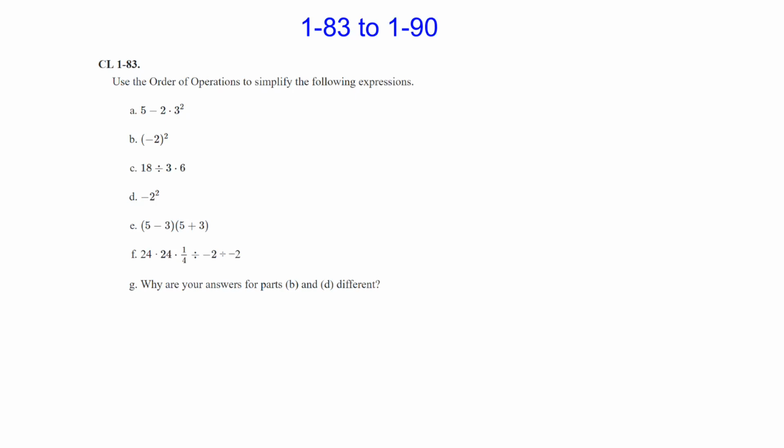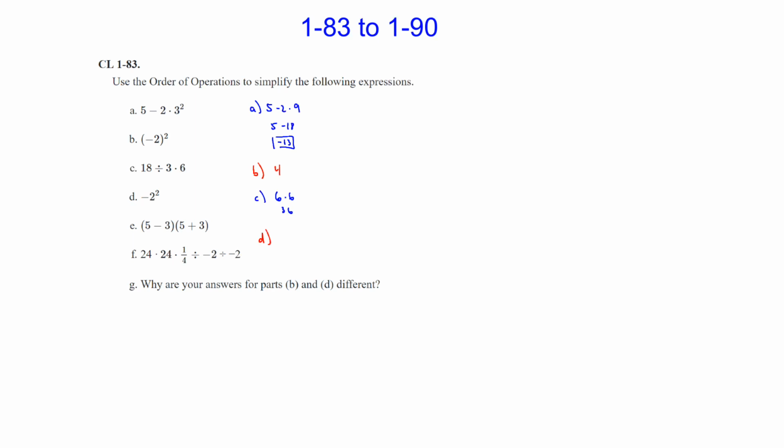Use the order of operations to simplify each expression. In part A, we have 5 minus 2 times 3 squared, which is 9. 5 minus 2 times 9 is 18. 5 minus 18 is negative 13. On B, negative 2 times negative 2 is 4. C, 18 divided by 3, we work from left to right with multiplication and division. 18 divided by 3 is 6. 6 times 3 is 36.